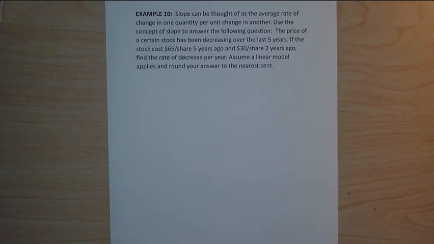The price of a certain stock has been decreasing over the last 5 years. If the stock cost $65 per share 5 years ago and $30 per share 2 years ago, find the rate of decrease per year. Assume a linear model applies and round your answer to the nearest cent.